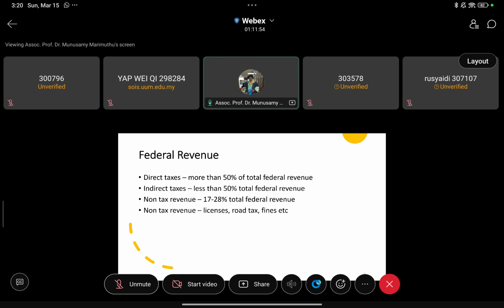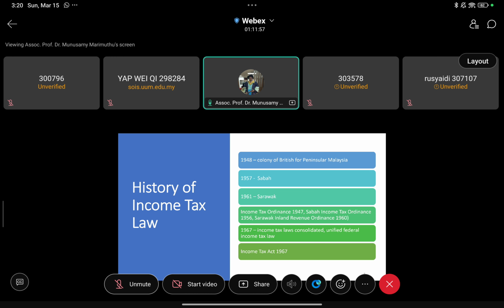things work here. Okay, so this is the income tax law. We started when the British came to Malaysia. They started to collect tax in 1948. After that, 1957 Sabah, 1961 Sarawak. So we had a tax ordinance in Peninsular Malaysia, a Sabah ordinance, and a Sarawak ordinance. All these were combined into one tax law. The income tax laws were consolidated, so we call it the Income Tax Act 1967.